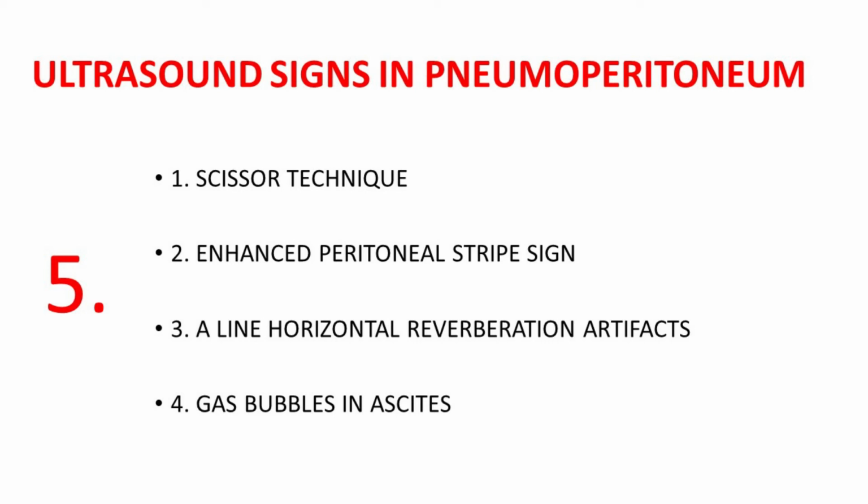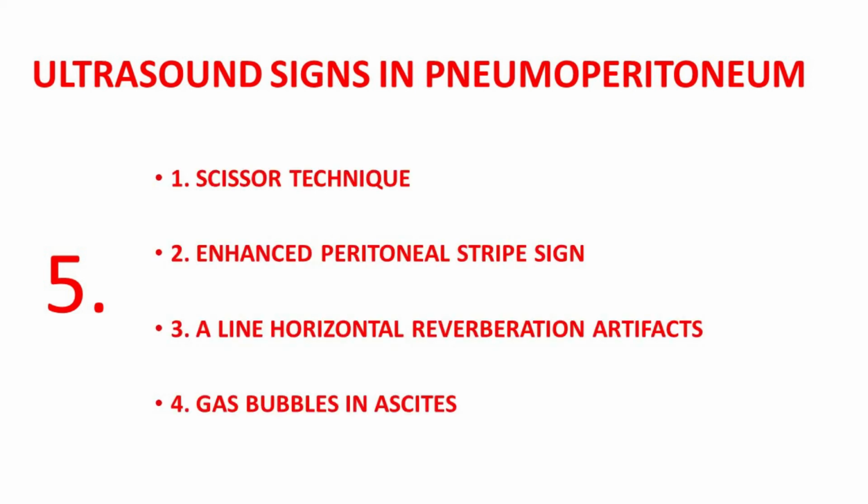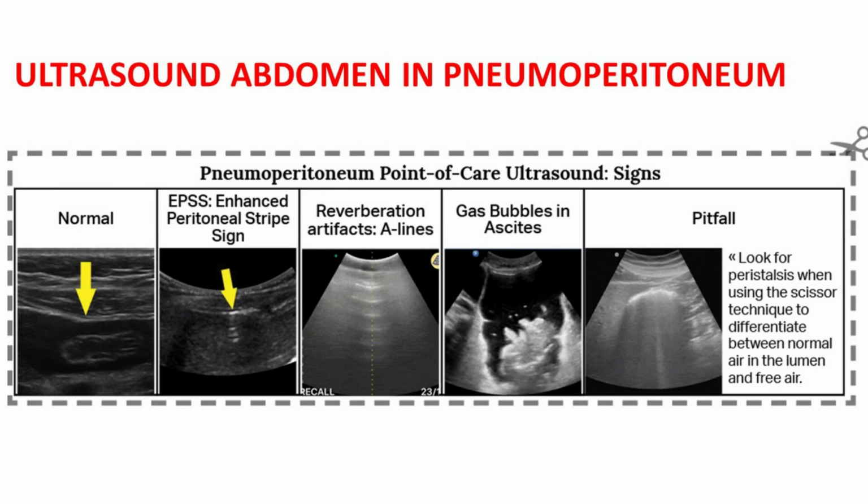The choices are 1. Scissor technique, 2. Enhanced peritoneal stripe sign, 3. A line horizontal reverberation artifacts, 4. Gas bubbles in ascites. What's your answer? The answer is all of the above. I am giving two pictures which are straightforward and please go through them.